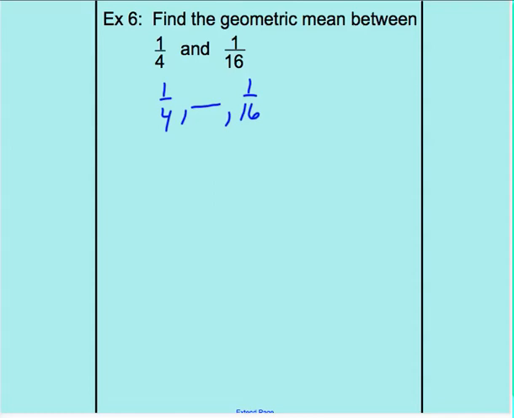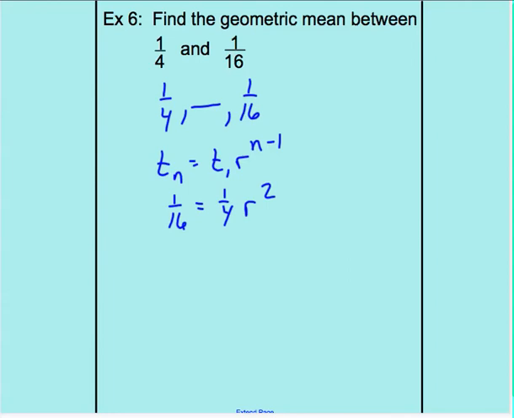Setting it up the same way using that formula, let me remind you. The more often you write the formula down, the faster you get it memorized. So substituting 1/16 for the nth term, 1/4 for the first term. What we don't know is our common ratio, and we have 3 terms, so n minus 1 is 2.